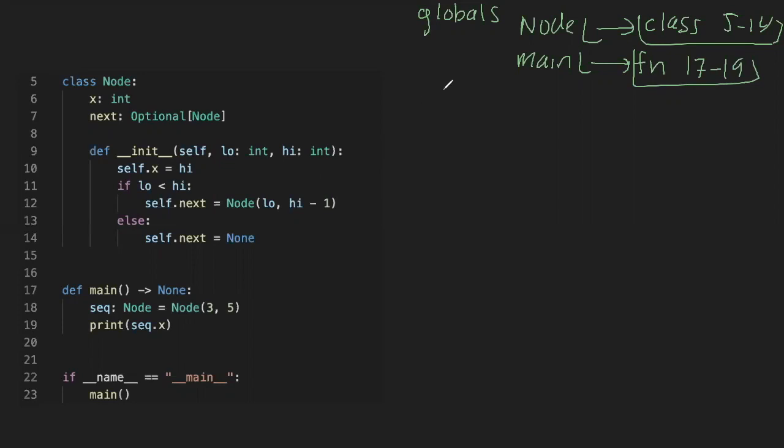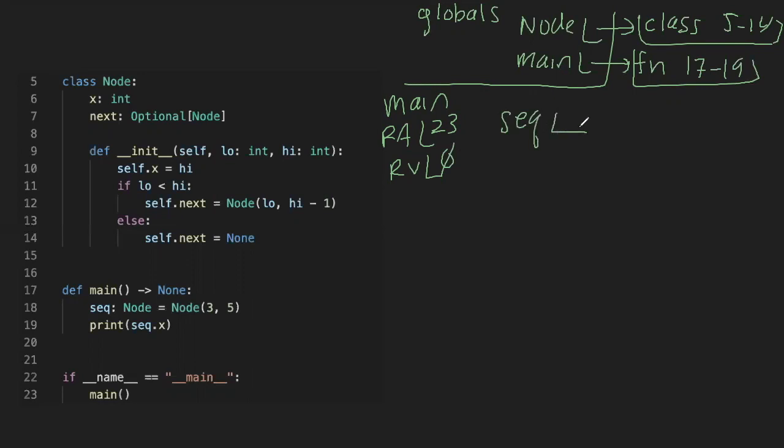All right, so that is set up. And then on line 23, we call main. So our RA is 23. The RV is none. And then in main, we have this variable seek that we set up, but we're not sure what its value is going to be yet because it's the result of calling the node constructor.